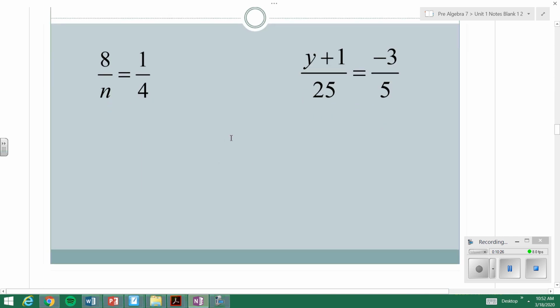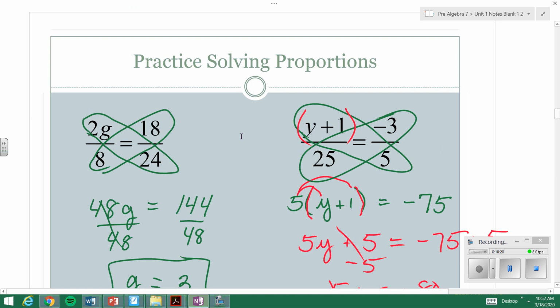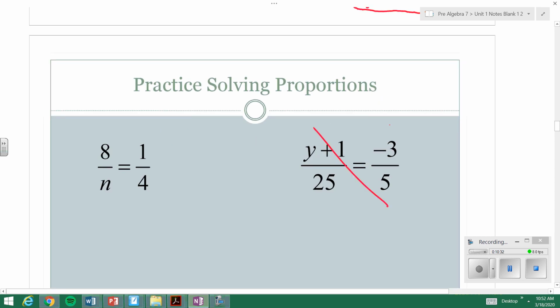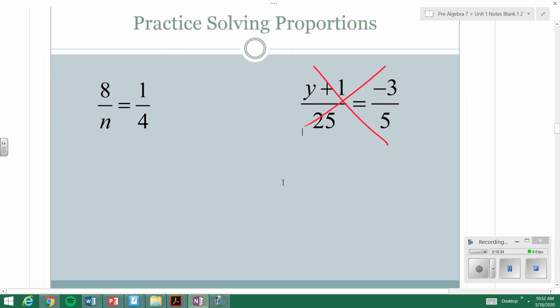Last ones, and then we'll call it. Is that the same problem that we just did? Yes, it is. All right, we don't have to do this one. Our work's already done there. Wonder how that happened. Let's do this one where n is in the denominator though. 8 divided by n is equal to 1 over 4. What could n be? Let's use a cross product equation to figure it out.